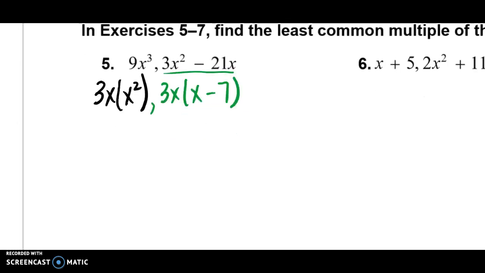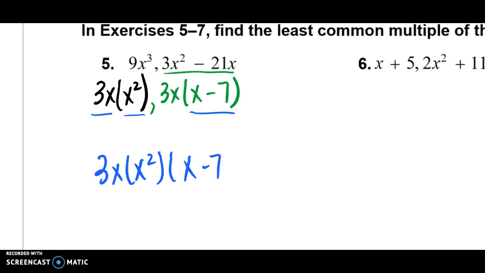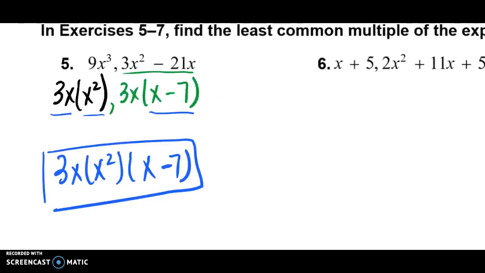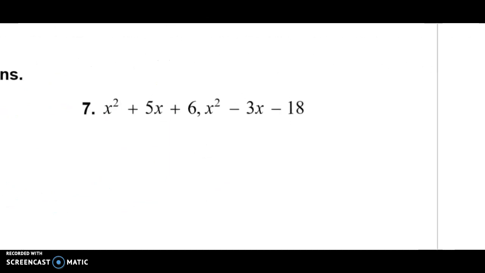So it looks like the least common multiple is going to be 3x. There's a 3x on both of these. x squared and x minus 7. So 3x, x squared, x minus 7. Now let's do number 7 together.